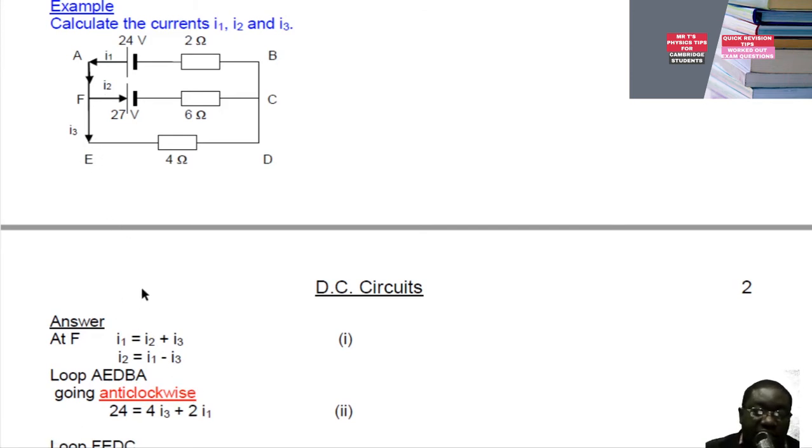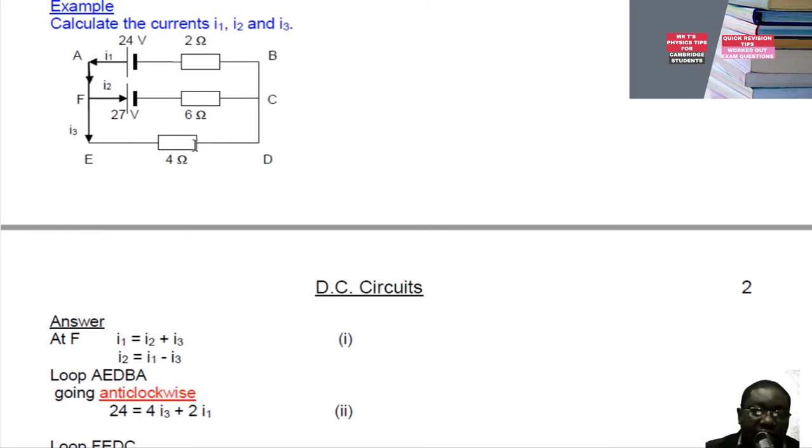Now considering loop AEDBA, so the outside one. It has only one power source. So it's going to be algebraic sum of EMFs equals the potential drop. So this 24 volts is equal to I1, as you can see. So this we're going to get 4I3 in the same direction plus 2I1.